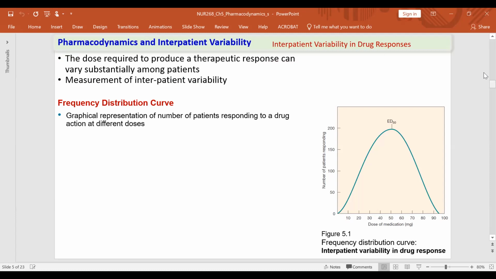So the dose required to produce a therapeutic response can vary substantially among patients. That's why we have what is defined as interpatient variability. Now, measurements of interpatient variability can be illustrated by examining the frequency distribution curve, which is on the right-hand side of the slide.